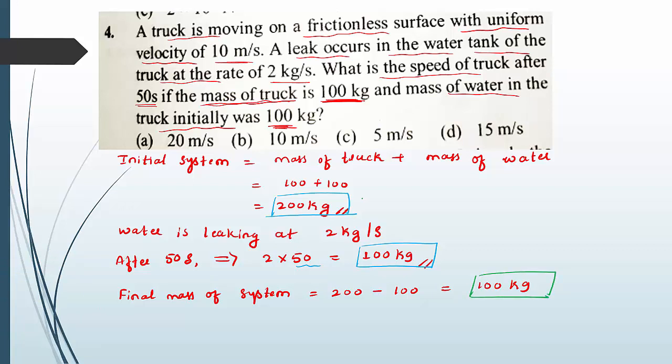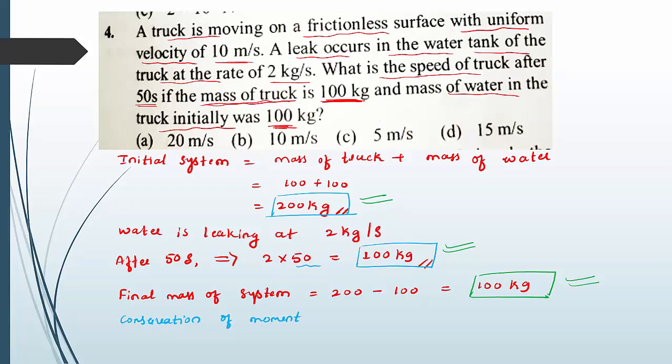Is it clear? This is the initial value, this is after 50 seconds, and this is the final value. What we have to calculate? I want the velocity, the speed, we have to calculate. So here we can use the law of conservation of linear momentum. According to the law of conservation of linear momentum, we can use conservation of linear momentum.